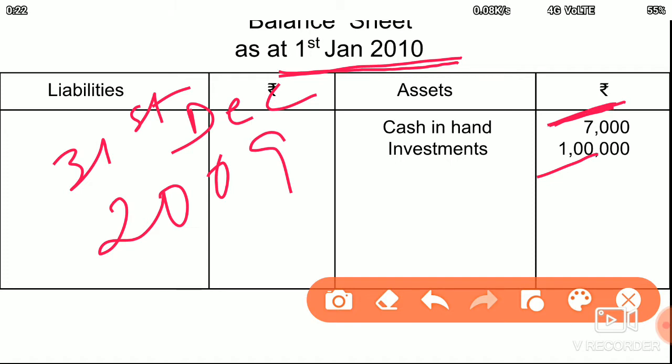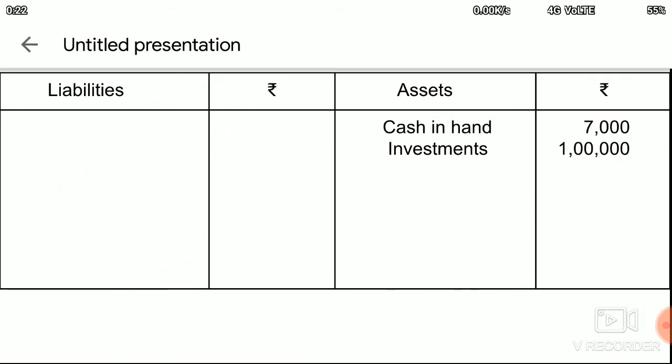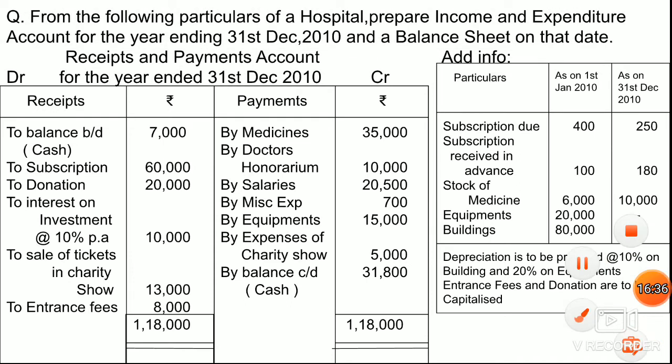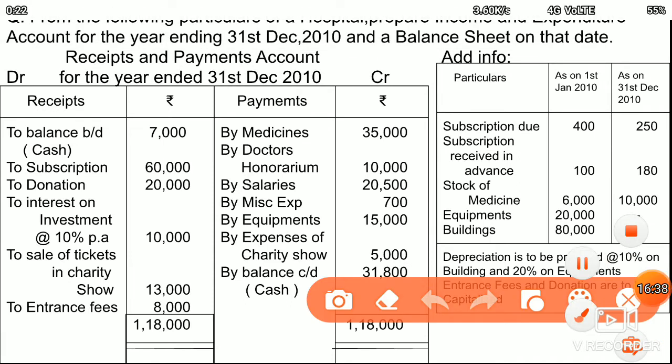This is shown on the asset side. And the old investment was 1 lakh, so that also will appear in the balance sheet, for which the interest was received in the current year's receipts and payments account. Next, we will take the other items, which are assets and liabilities. Now, the information which we are supposed to get for assets and liabilities for the previous year, that we have taken from the receipts and payments account.